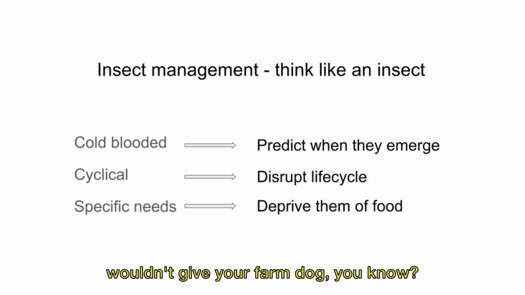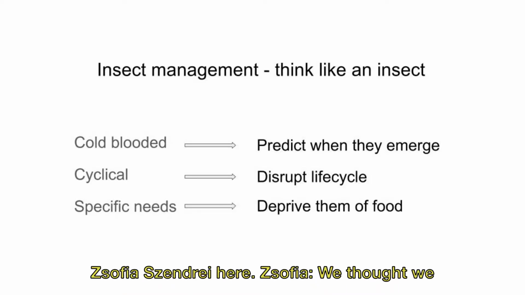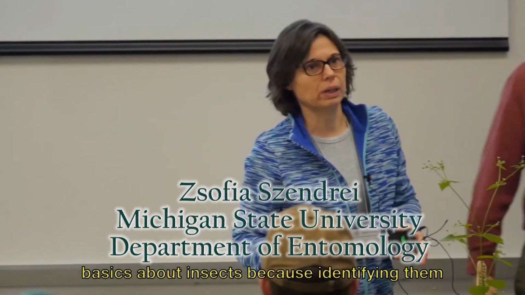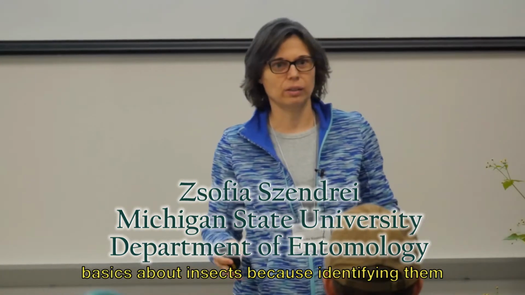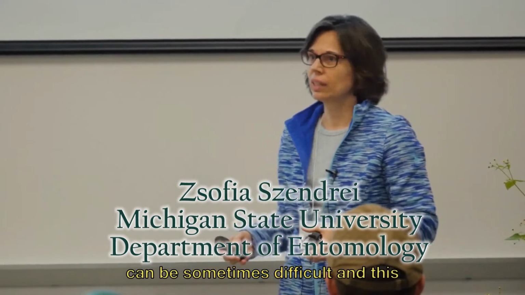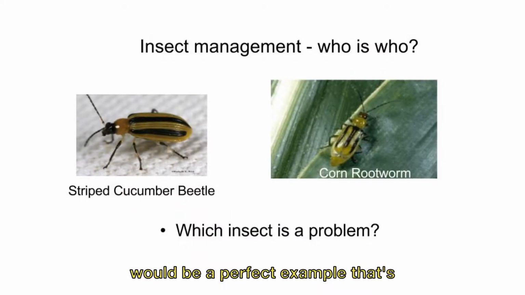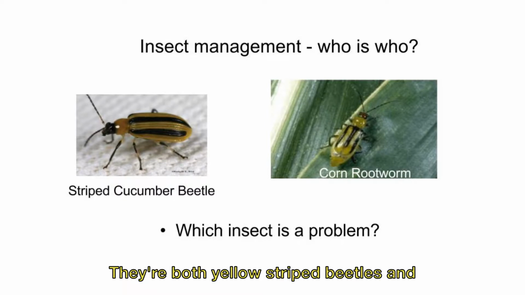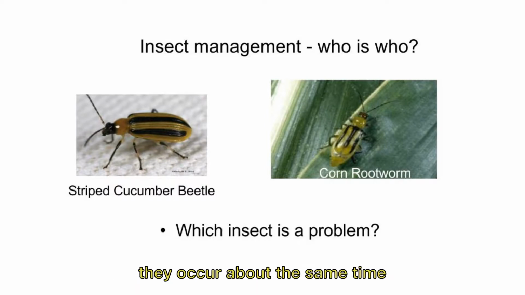I'm going to trade off to my colleague, Zsofia Szendrei here. We thought we would give you a little bit of basics about insects because identifying them can sometimes be difficult. And this would be a perfect example that's related to cucurbits, where you have two insects that superficially look similar. They are both yellow-striped beetles, and they can occur about the same time in the field, and they both feed on cucurbits.